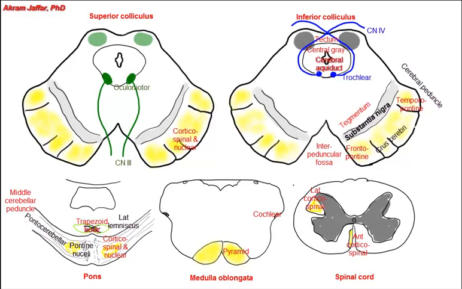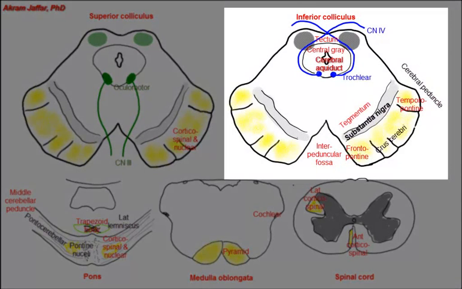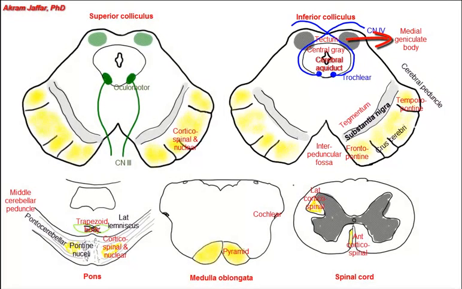These fibers of the lateral lemniscus ascend up into the lower part of the midbrain, into the inferior colliculus, and then fibers will pass through the inferior brachium into the medial geniculate body of the thalamus. The medial geniculate body of the thalamus contains neurons of auditory function responsible for hearing, and it will project to the auditory cortex of the cerebrum.